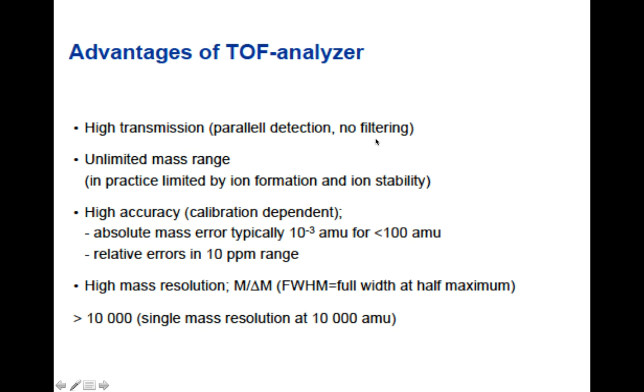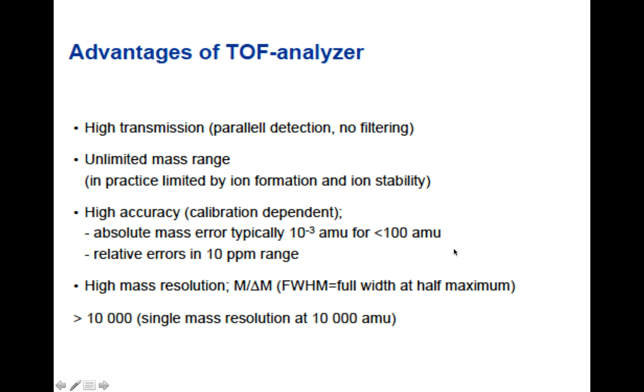so it's very good, high transmission. You don't have any mass range limit, but basically you can be limited by ion formation and ion stability. And then there is high accuracy, which is dependent on the calibration, but it's not bad. Absolute mass error typically is 10 to the minus 3 atomic mass units for less than 100 AMU. So the relative errors are in the range of 10 parts per million.